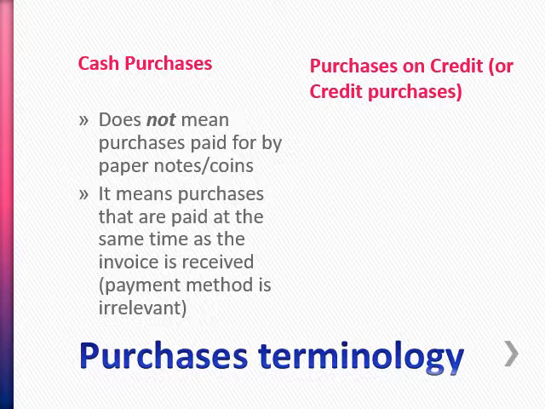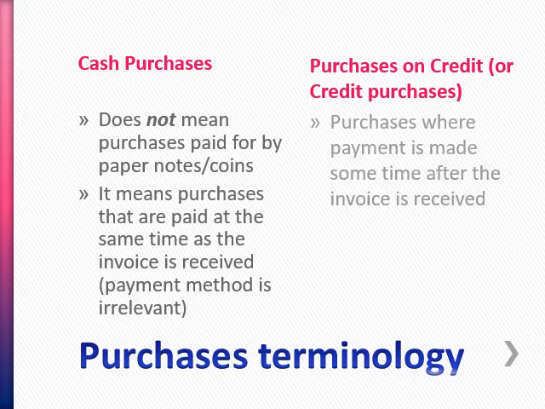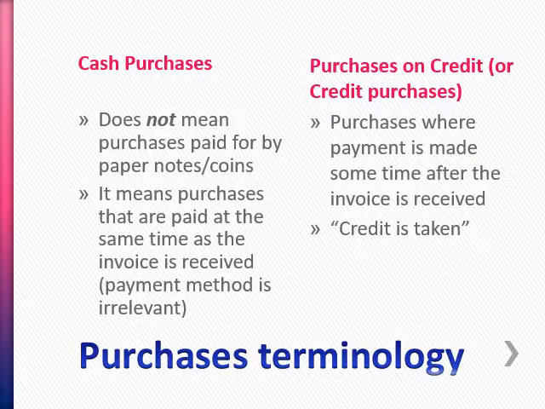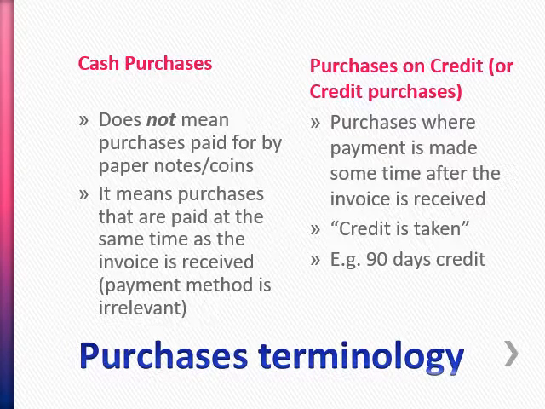Where we have a credit purchase or a purchase on credit, here what we're talking about is a situation where payment is made sometime after the invoice is received. So a period of credit has been received from the supplier. Sometimes this will be referred to as credit being taken. For example, we might have 30 days credit or 90 days credit or a different period of credit.